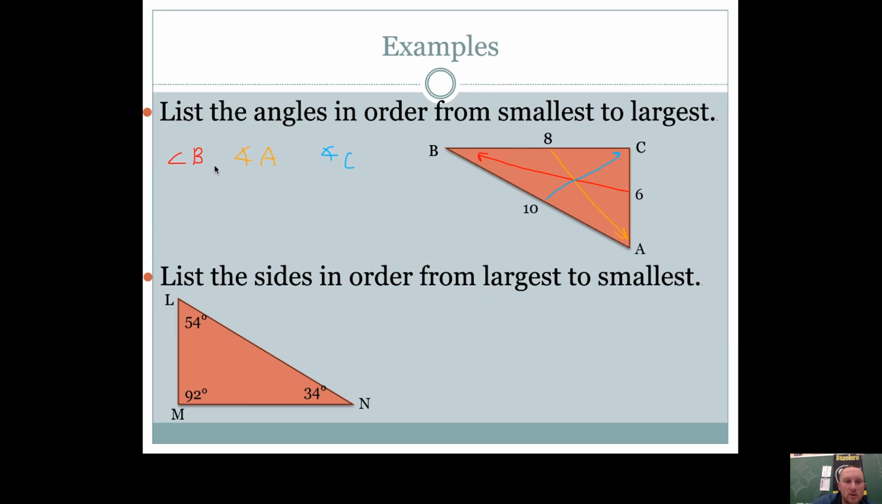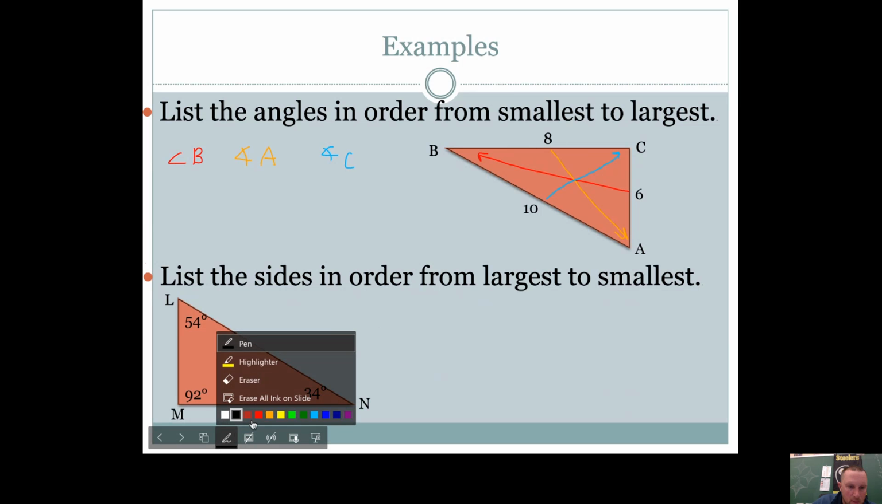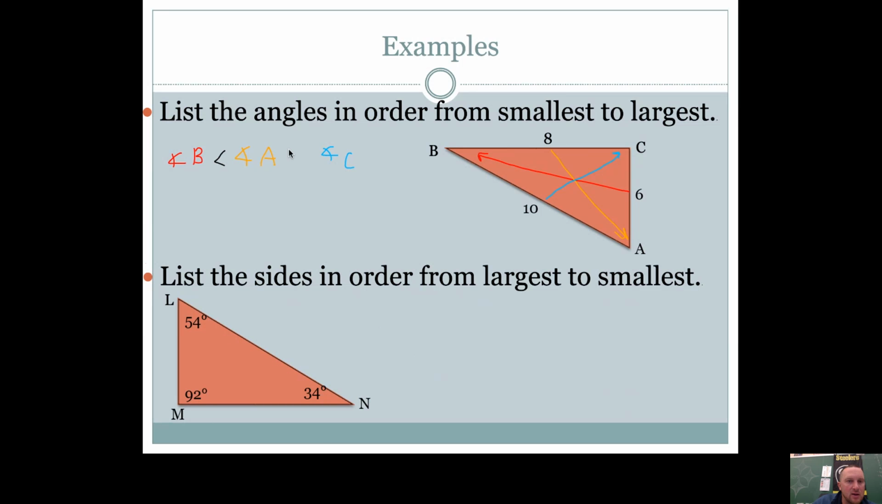Now, I'm going to use a compound inequality to show smallest to largest. So I'm using less than signs. Angle B is less than angle A, and that's less than angle C. If you want to just put commas there, you can do that too.